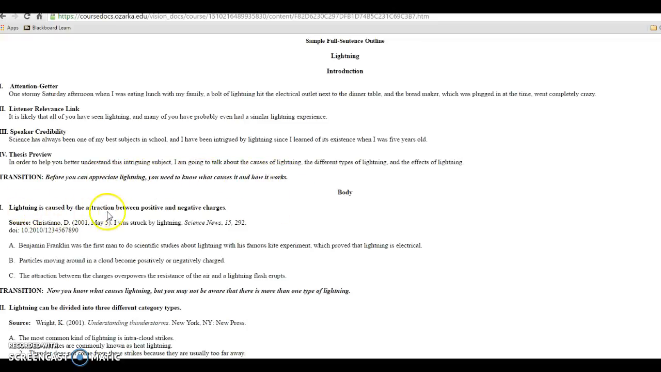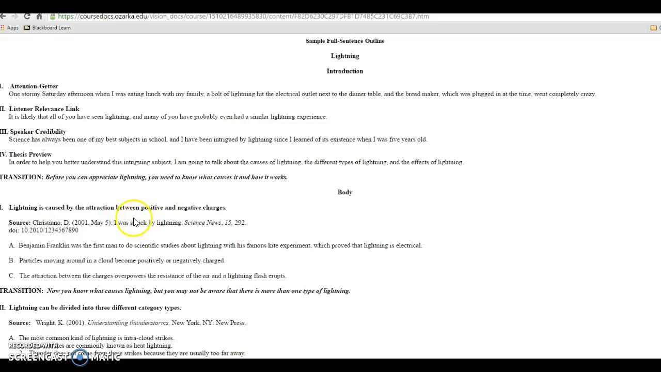Lightning is caused by the attraction between positive and negative charges. This is literally a complete sentence that explains lightning, and then obviously there's going to be further explanation of this within the subpoints and in the rest of the speech. So pay attention. They should not be the same sentences by no means.